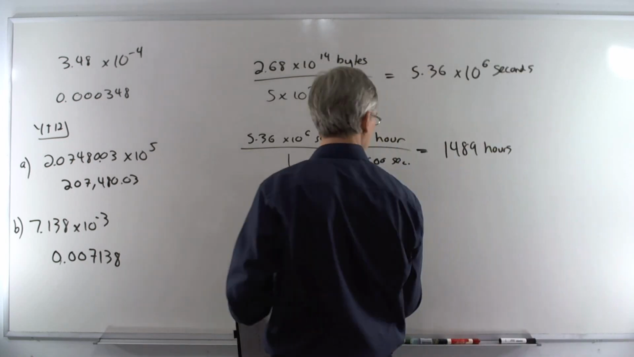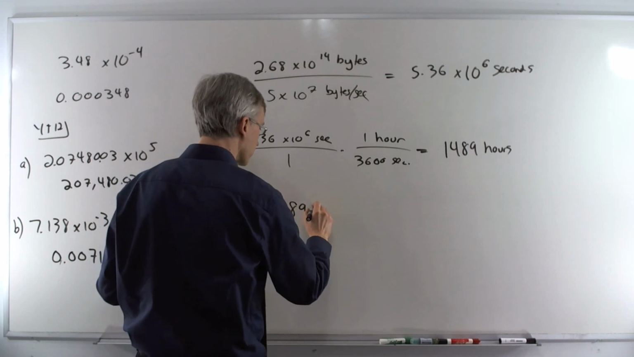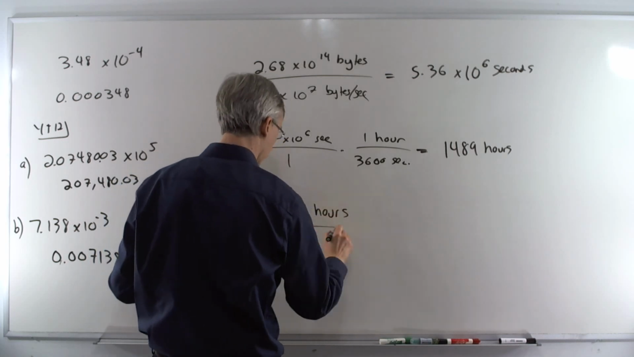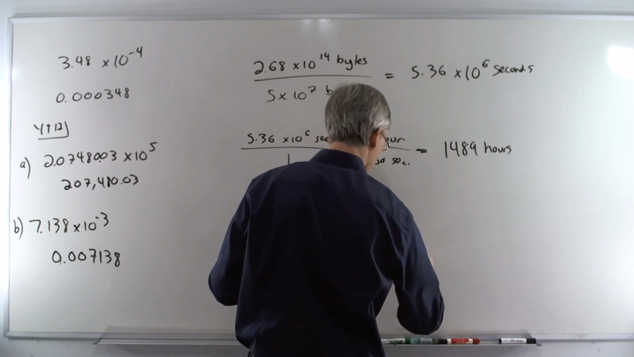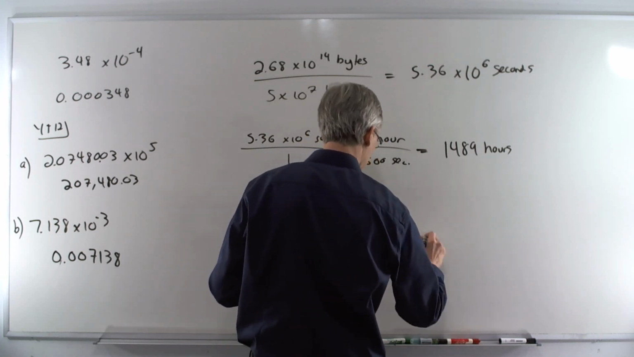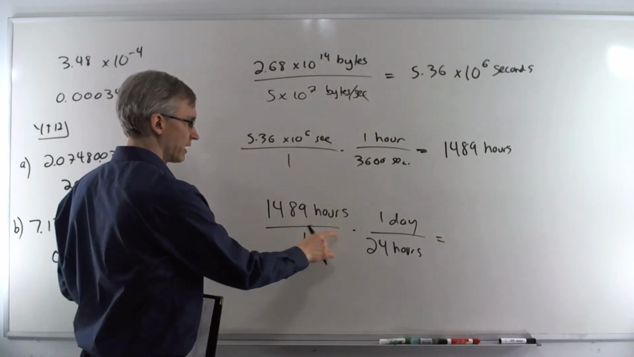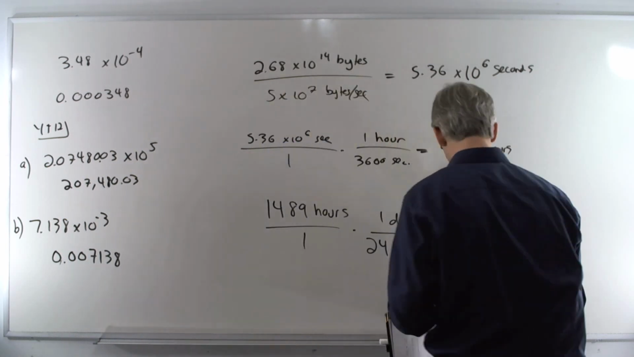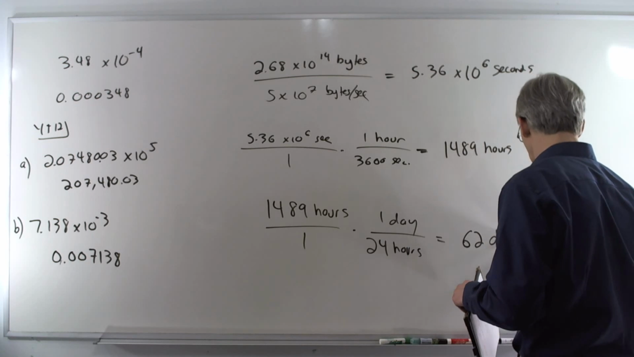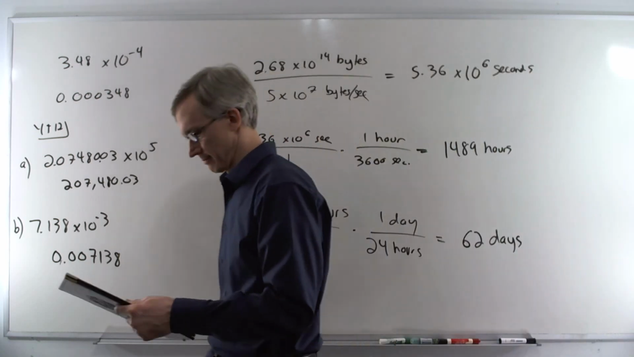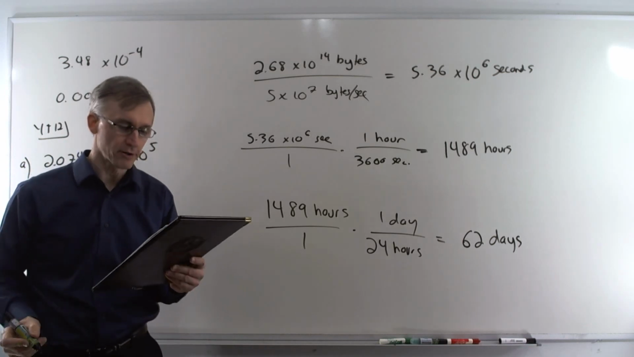And we can do one more conversion, see how many days this is. So 1,489 hours over 1 times 24 hours in 1 day. So we'll take 1,489 divided by 24, and we get about 62 days. Quite a download. Your turn, number 13.